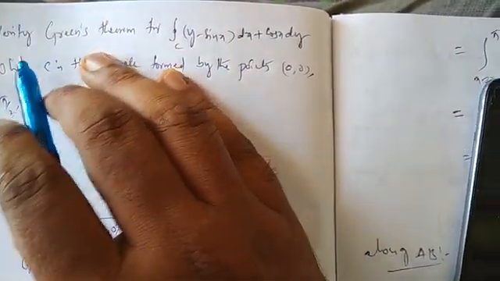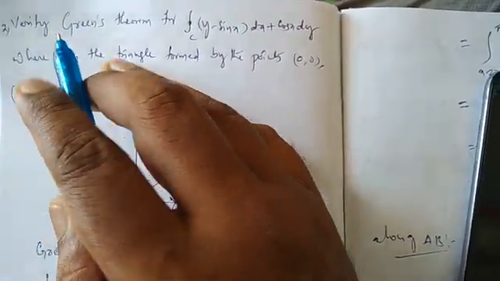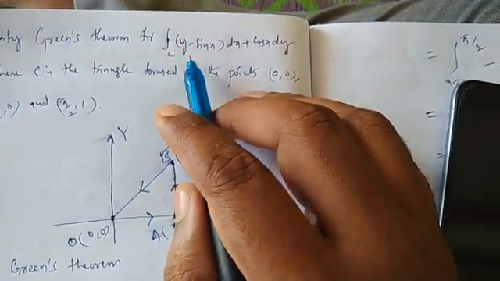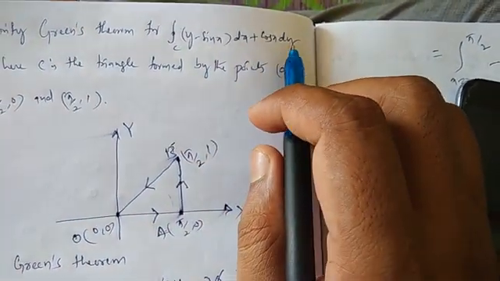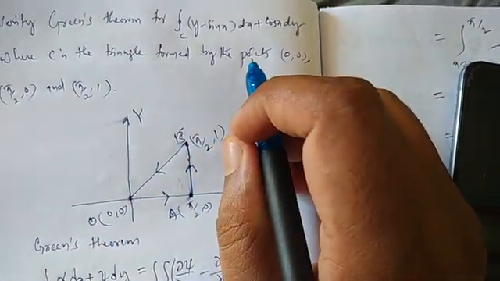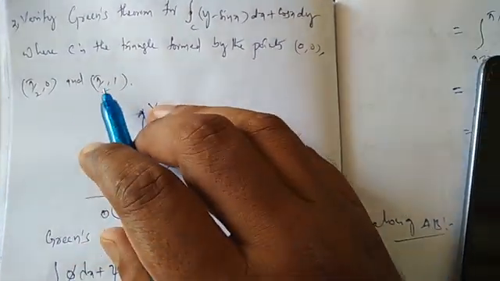Hello everyone. Today we are going to discuss one of the problems on Green's theorem. I think it is the second one. Verify Green's theorem for the integral over C of y sin x dx plus cos x dy, where C is a triangle formed by the coordinate points (0, 0), (pi by 2, 0) and (pi by 2, 1).